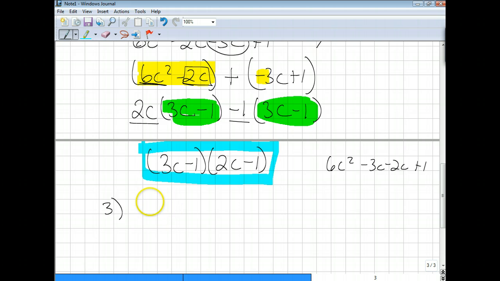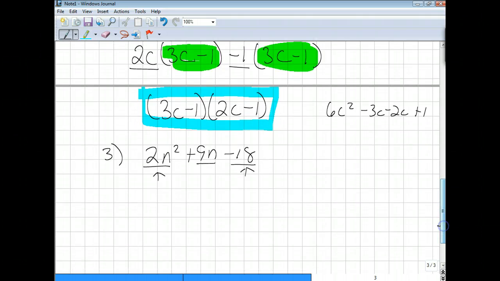If I have 2n squared plus 9n minus 18, are there any common factors? Is there any number that divides each one of these terms? No, there isn't. 2 divides the first term and 2 divides the last term, but it doesn't divide the middle term. So then we proceed.